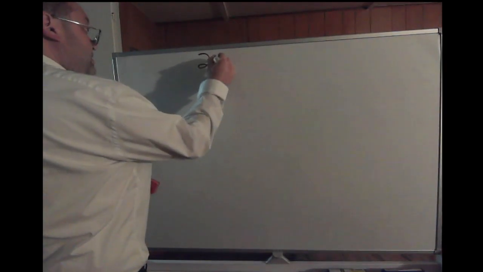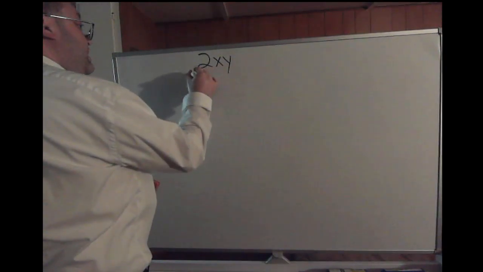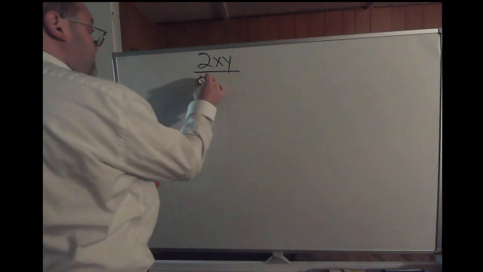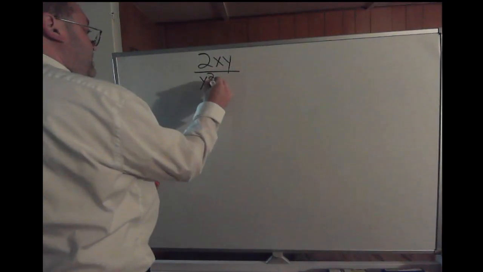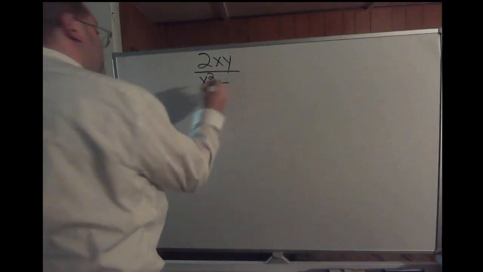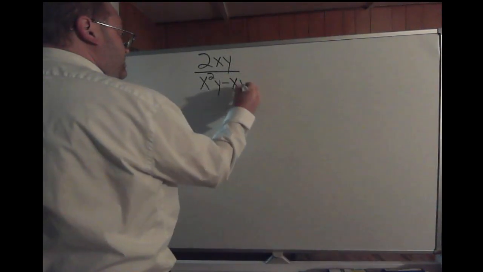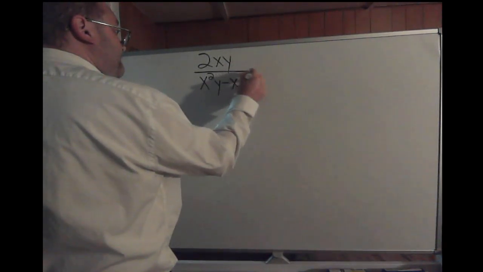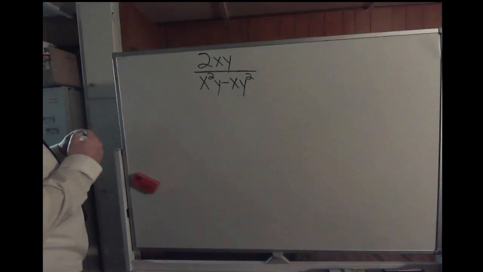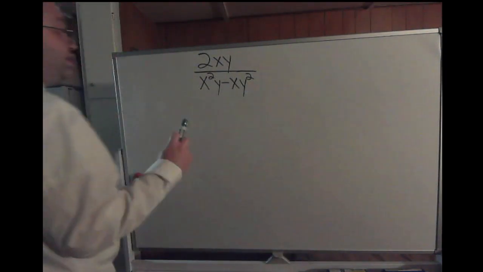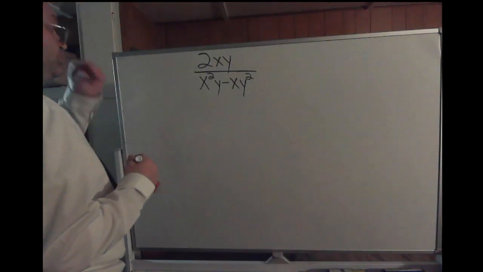Alright, what's next? Let's see, we have 2xy over x squared y minus xy squared. So we got 2xy all over x squared y minus xy squared.